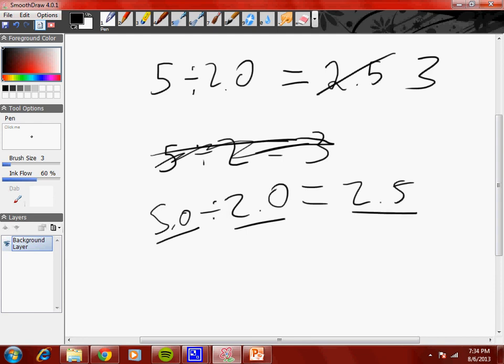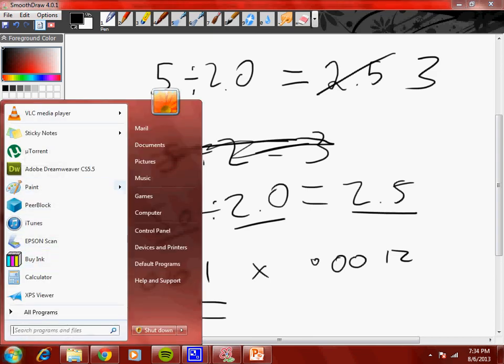Now, had this been, let me cross this out, you don't need to write this one down. Had this been 5.0 divided by 2.0, you would have gotten 2.5. Accurate to 2 significant figures divided by something that's accurate to 2 significant figures will give you something that's accurate to 2 significant figures.